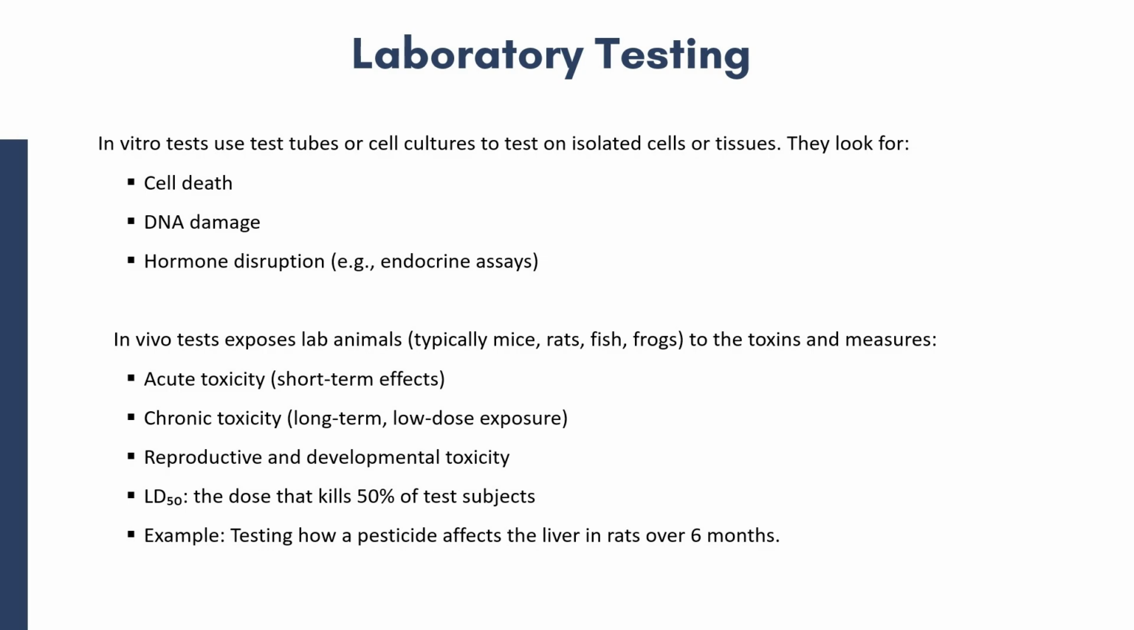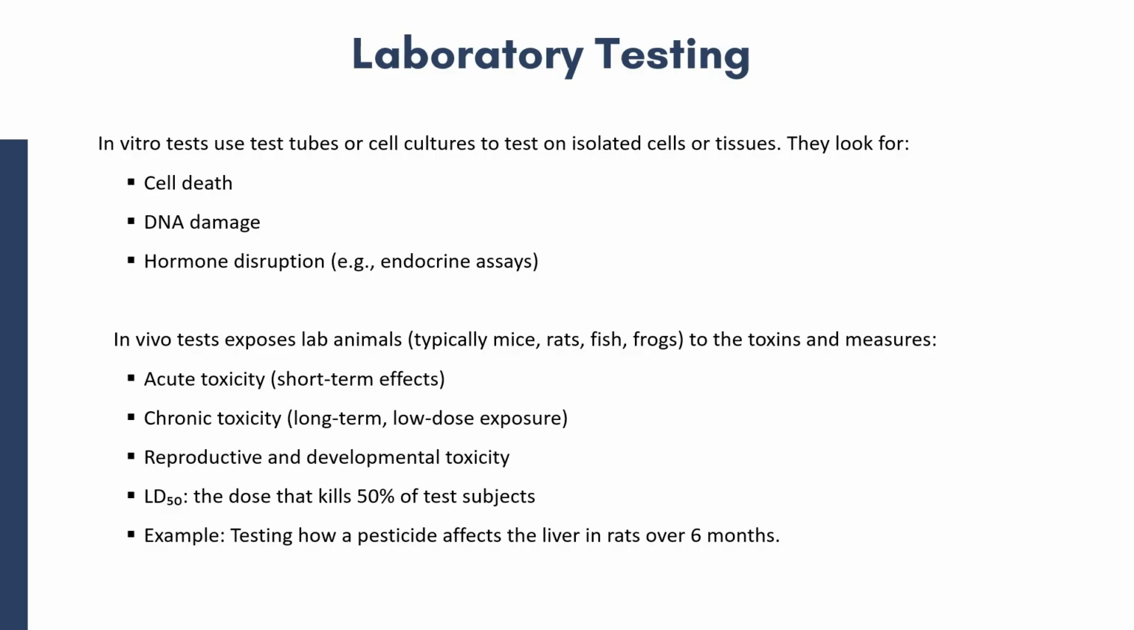What these do is expose a small amount of toxin to specific types of cells. And we look for things like cell death or damage to the DNA or even hormone disruptions. And the hormone disruptions are tested using what's called an endocrine assay. So an assay is a type of test. And the endocrine system is the system that regulates our hormones throughout our body. So if we have a disruption in hormones, it can cause a number of problems depending on the target area for those hormones.